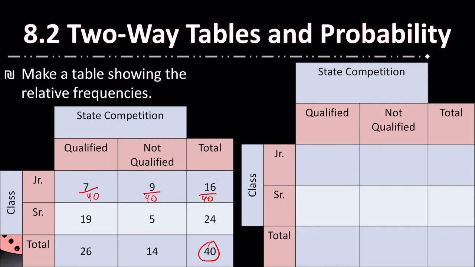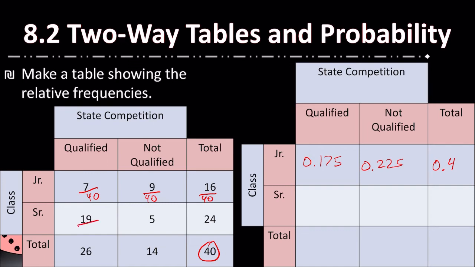There's a new chart. So we have 7 divided by 40 for the juniors who qualified, or 0.175. Juniors who didn't qualify, the 9 over 40, would be 0.225. And our total juniors would be 16 out of 40, or 0.4. So in other words, 40% of the team is juniors.